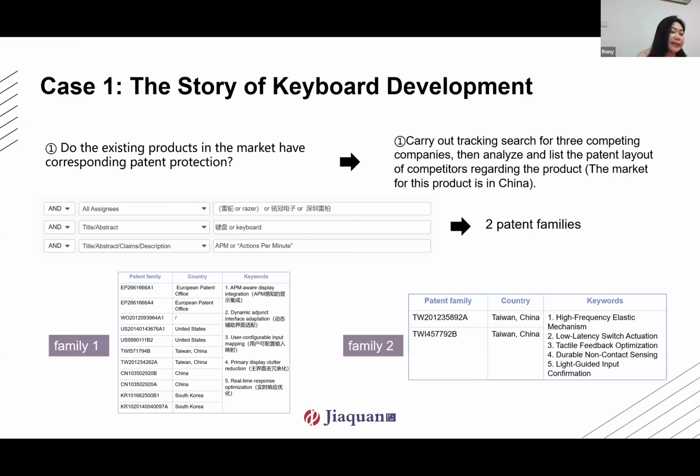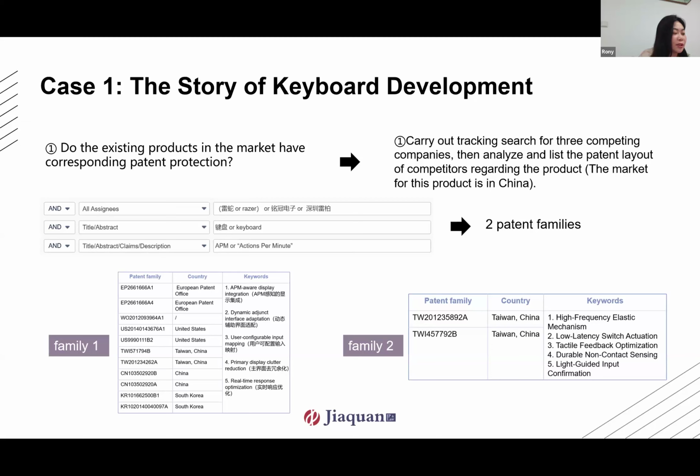Through the search, we found that Razer has actually filed 2 patent families to protect its related product. I want to say, in the actual search process, the search formula we use is much more complicated. We will do more expansions. For example, expanding on the subsidiaries and patent companies of the applicants. At the same time, we may also expand on keywords such as APM by finding its synonyms to ensure that we can search all relevant patents.